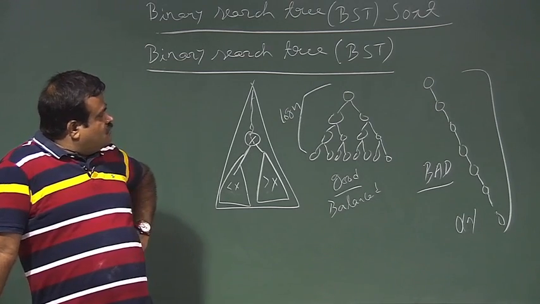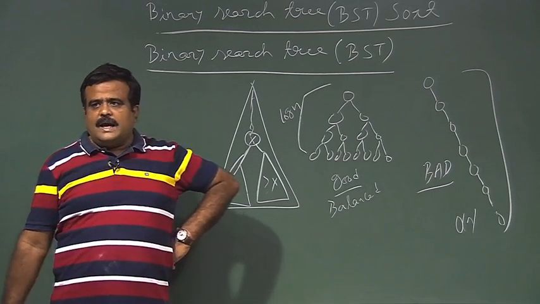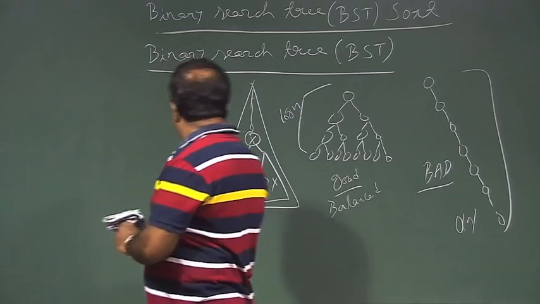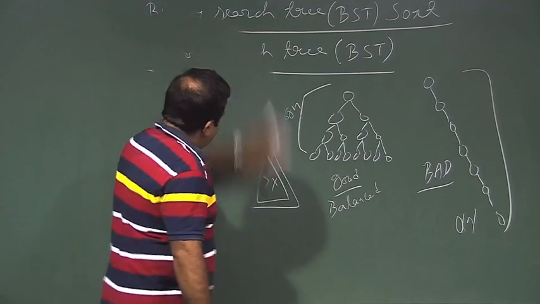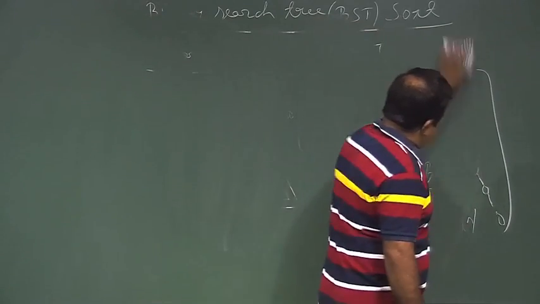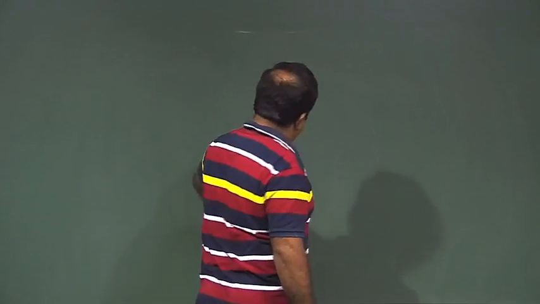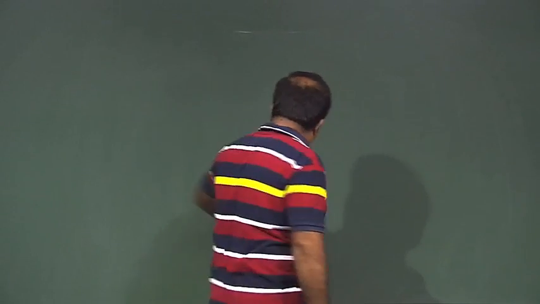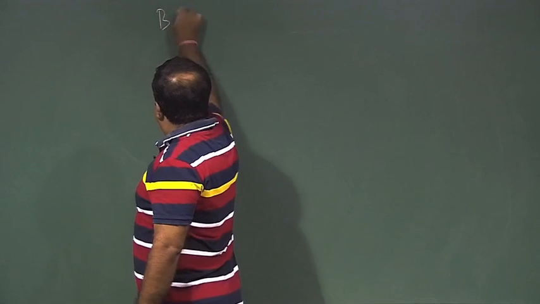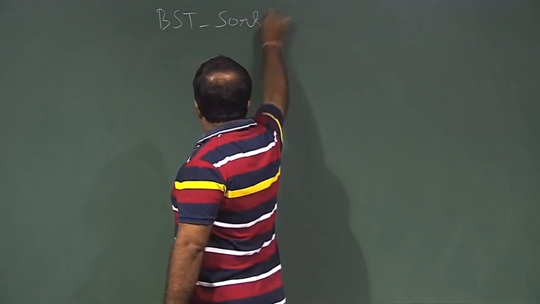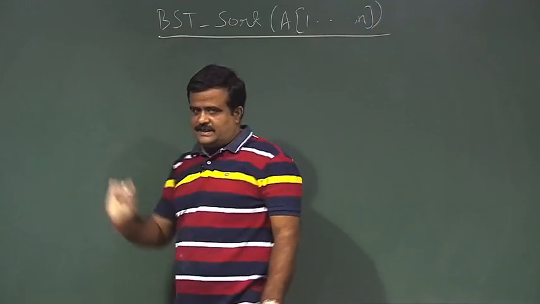Okay. So now we'll talk about BST sort, binary search tree sort: how we can use the binary search tree to have a sorting algorithm. So let us write this as BST sort. We are given n numbers, and we can sort them by using the binary search tree. So this is BST sort.